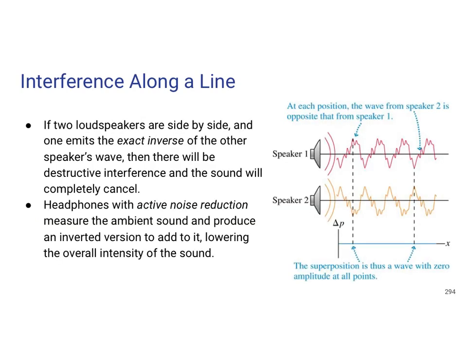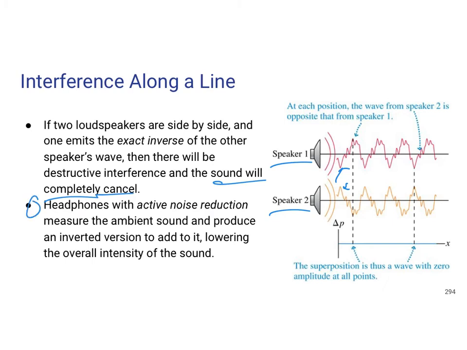Now, getting a little bit more confusing is if I have two loudspeakers instead of in front of another, now they're side by side and emit an inverse sound of each other. So here I have the red and the gold. Then there will be destructive interference and the sound will completely cancel out. And that's how we get into the concept of noise canceling headphones.